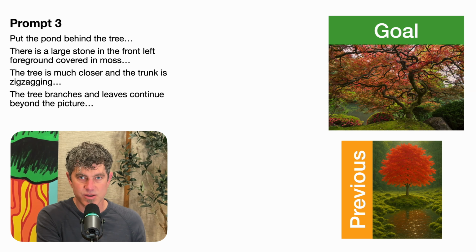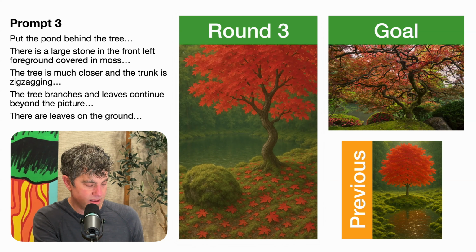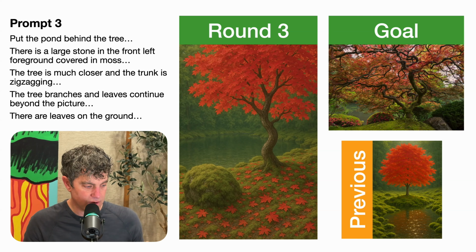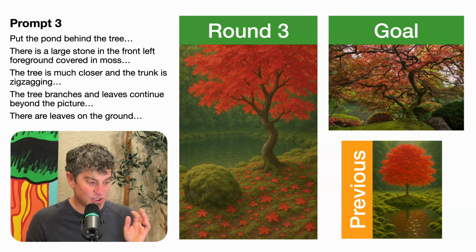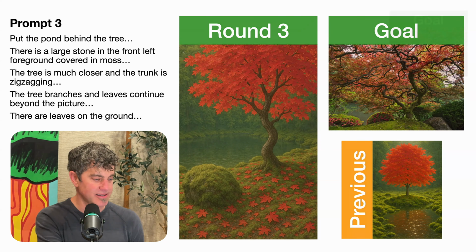So here is the result of prompt 3. Oh, sorry, there was a fifth one that said, there are leaves on the ground. And then check this out. So you can see there is the large stone in the front. There's leaves on the ground. The pond is in the back. The branches are zigzagging. It is so much closer to this original image. And now the kids were so pumped. They're like, we're going to nail this.